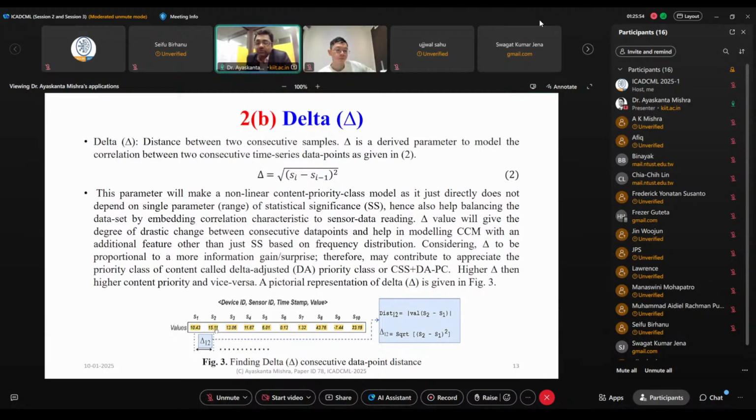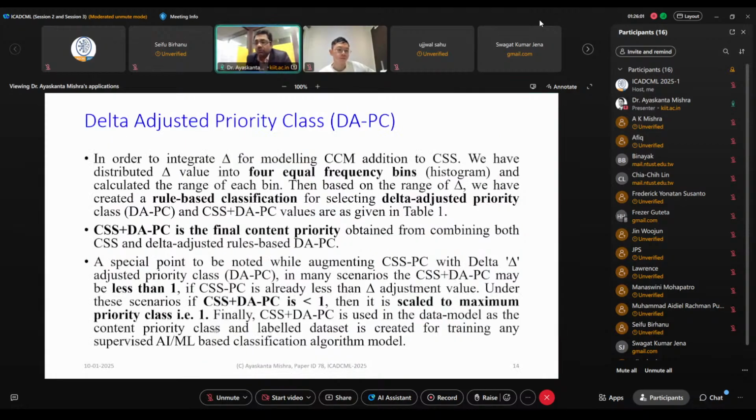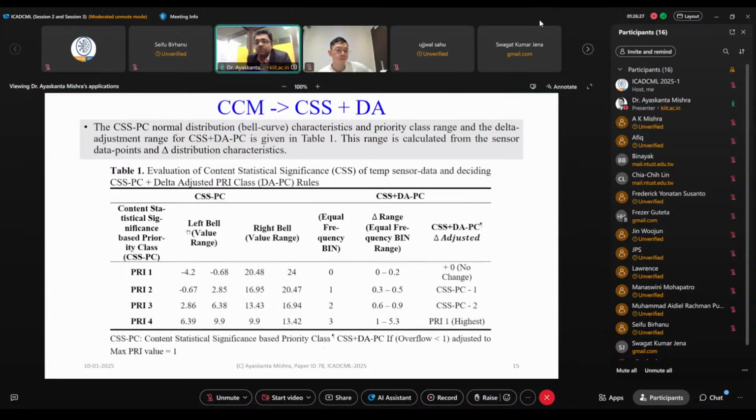So that has to be treated with high priority as far as information theory is concerned. In order to incorporate that feature into the content classification, that Gaussian curve, we have done a rule-based classification. That means if the delta varies in a certain range, depending upon the data, we have changed the CSS, and that is called a delta adjusted priority class. To give a practical understanding of this, table number 1 shows the data.